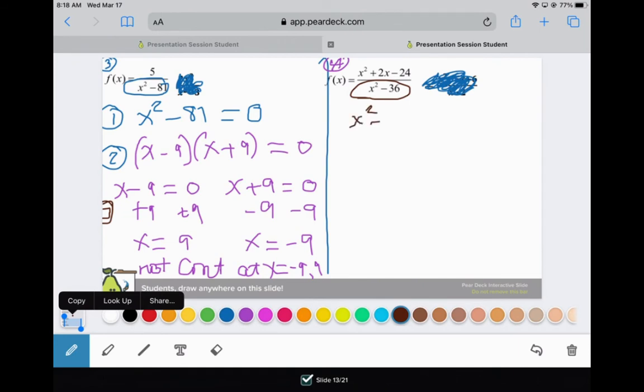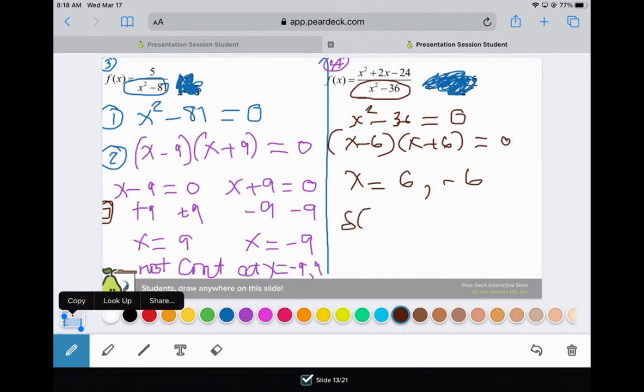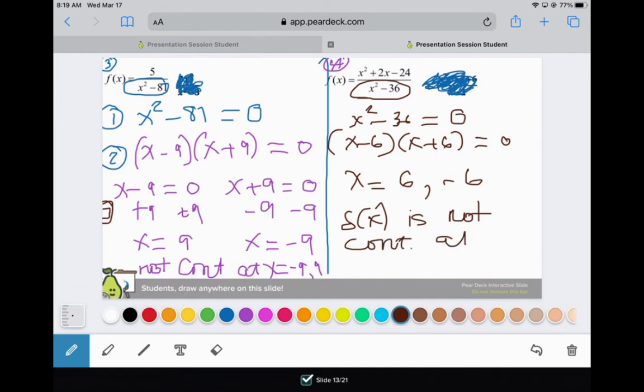So x squared minus 36 equals 0, and we know this is a special one. The answer for this one will be 6 and negative 6. So we say f of x is not continuous at x equal negative 6 and 6.